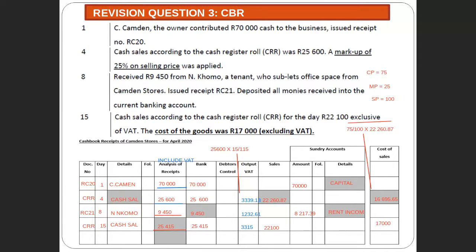The total for the amount is going to be 78,217.39, and then for the bank. Thank you so much for that. For the bank it is 67,465. What about the output VAT and the sales and the cost of sales? Let's help each other, guys. Thank you so much. VAT is, thank you, Kilebohile, going to be 7,886.74, and the sales amount, thank you so much again. I'm just going to squeeze it here.